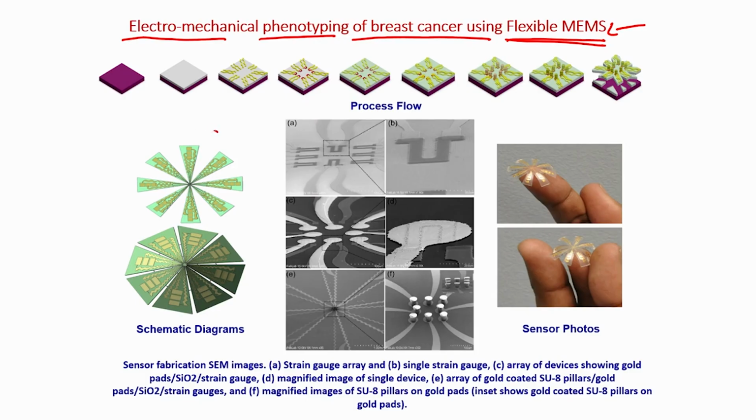If you see this particular image, this is a schematic. We have drawn this schematic with the help of SolidWorks. In the center of this chip, there are two sensors, one strain gauge and second electrodes, alright.